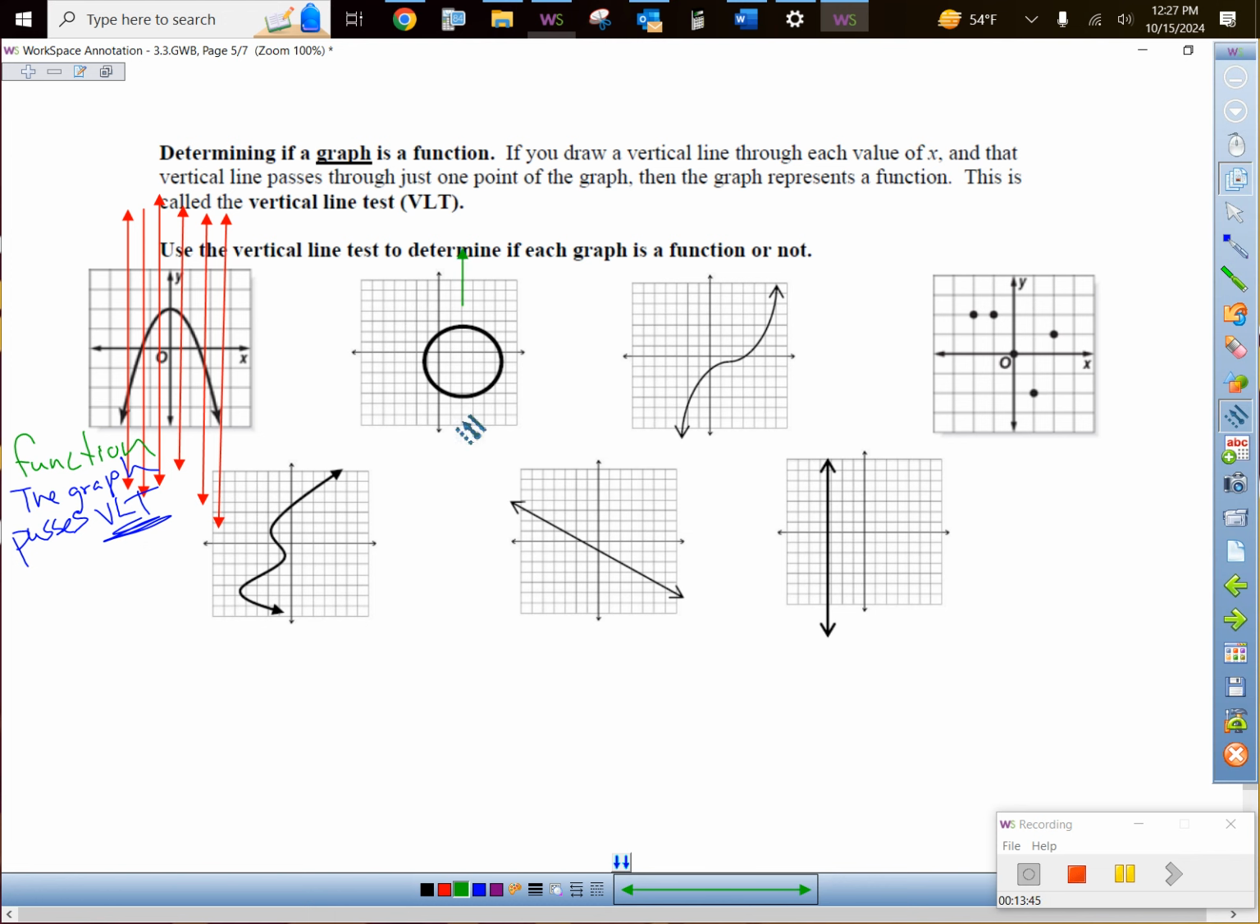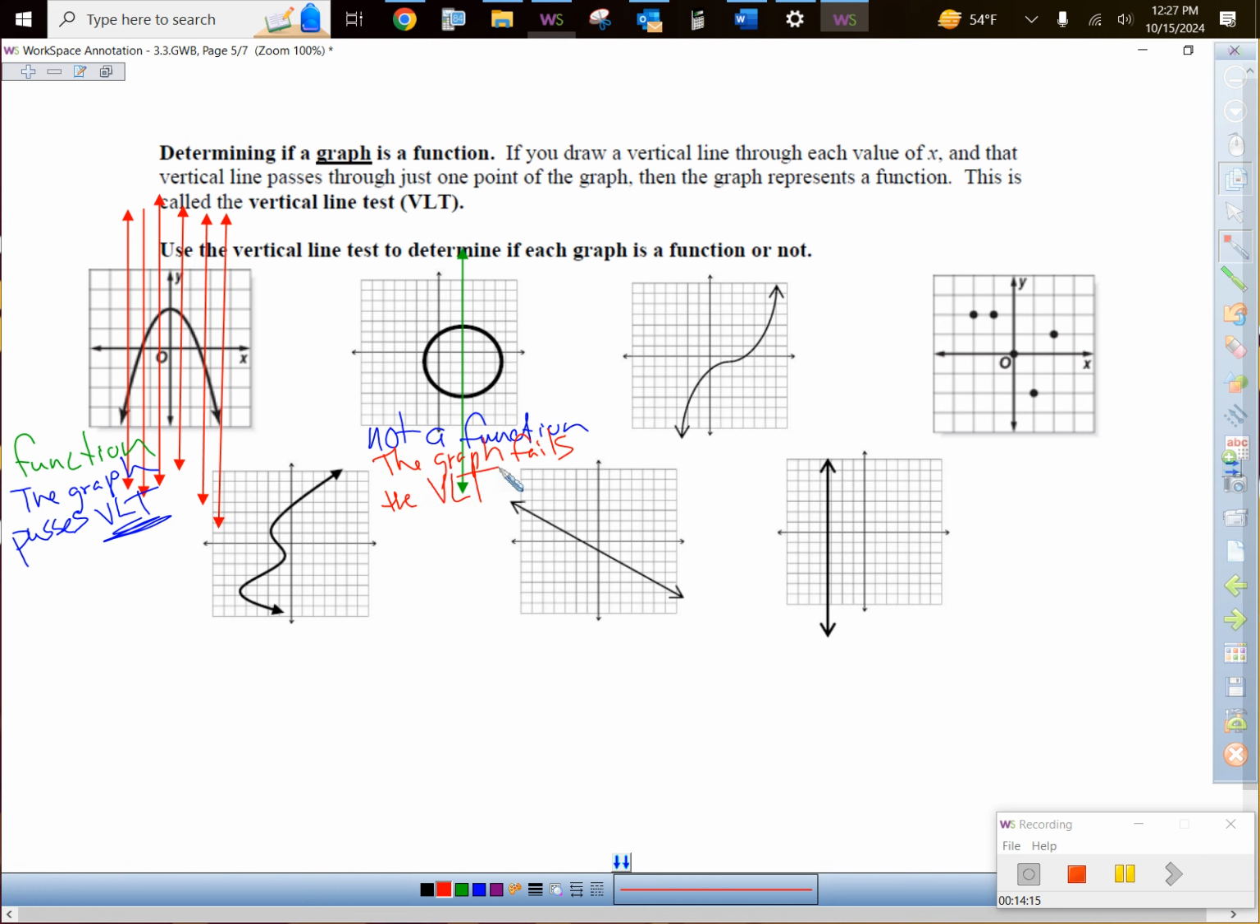So how about this guy? If I draw a vertical line, how many times does it touch that graph? Once or more than once? I don't care that it's twice, because it could be 3 times, it could be 5 times, it could be 1,000,000 times. Once or more than once. This is not a function. Not a function. Not a function. And instead of saying the graph passes the VLT, what do you think we'll say? The graph fails the VLT. The graph fails the vertical line test.